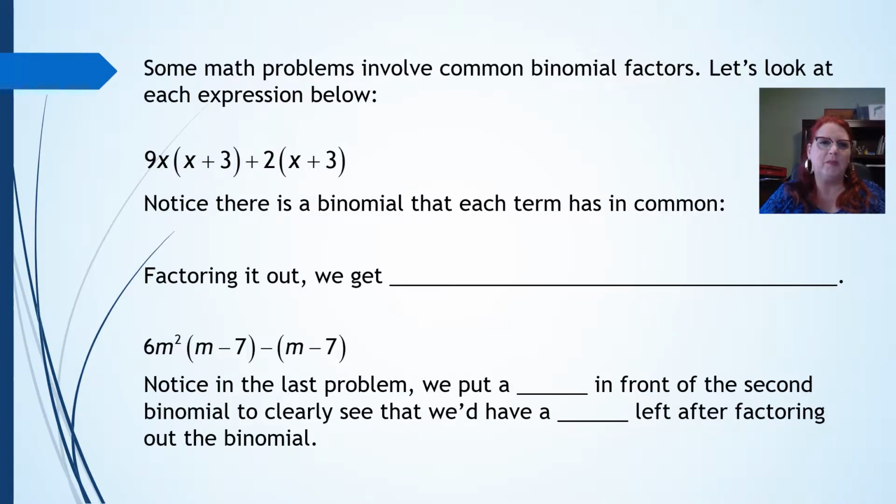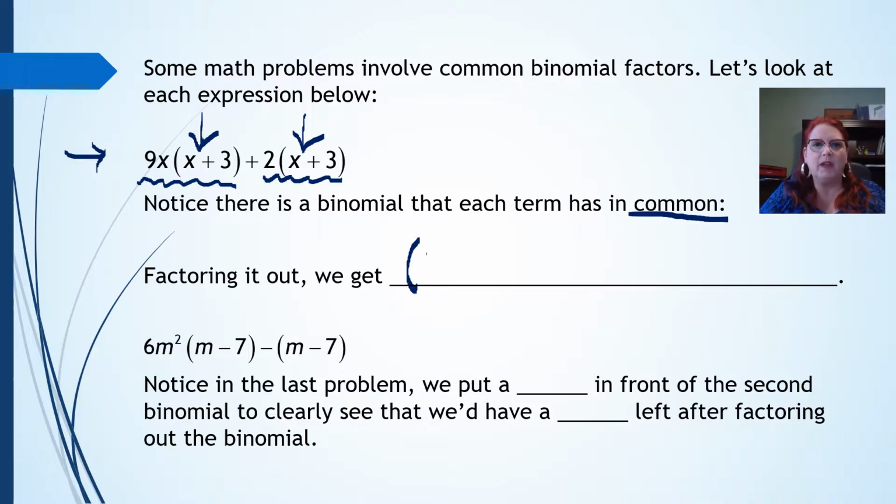So we've got some math problems, and we're going to look at this one right here in particular that involve common binomial factors. So we've got one term right here, 9x times x plus 3, and we have another term right here, 2 times x plus 3. And what we have in common is this binomial, x plus 3. Now, that is in each term, it's in common, so we can factor out that as a common factor.